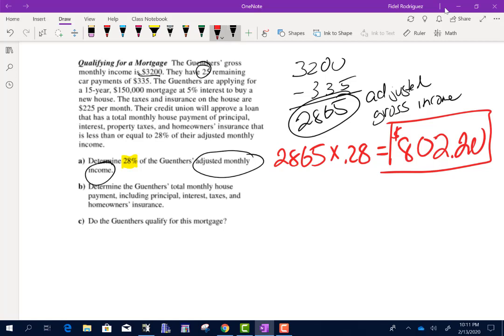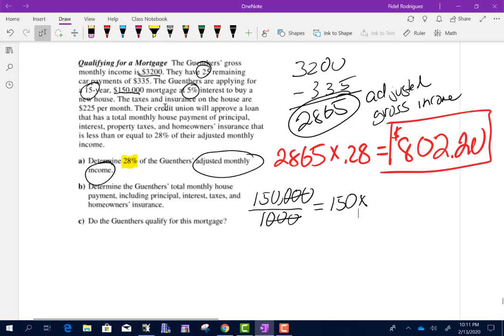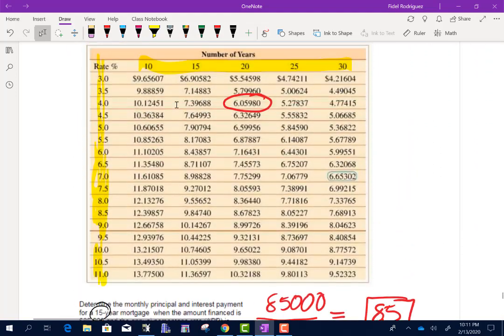Okay, now let's go to Part B. It says determine their total monthly house payment including principal, interest, taxes, and homeowners insurance. So they're going to get $150,000 at 5% interest for 15 years. Remember, the first thing we're going to do is take the number 150,000 and divide it by 1,000. We're going to end up with 150, and that's the number we're going to multiply when we go to 5% in 15 years. Let me scroll back up here again. Here we go. 5% in 15 years is this number right here.